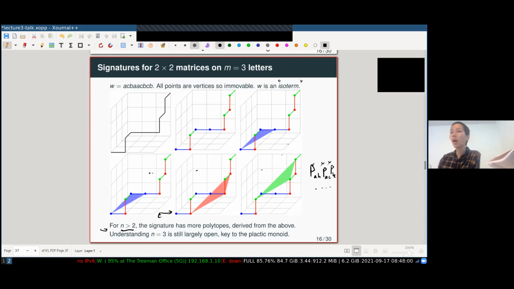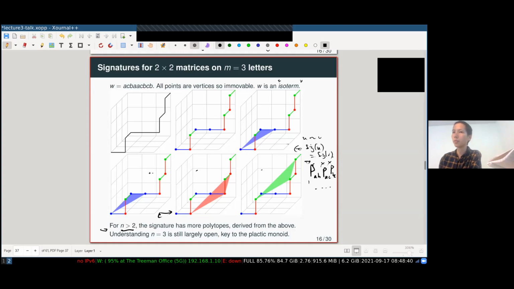All the later polytopes are derived as some sort of projection of these. Sorry, I can't quite remember if it's the Minkowski sum or the product of these guys, but it can be purely understood in terms of discrete geometry. There are certain operations that take these polytopes and produce new polytopes, and that lengthens your signature. Then for a larger n, 2 words are equivalent if and only if their entire signatures are equal to each other.